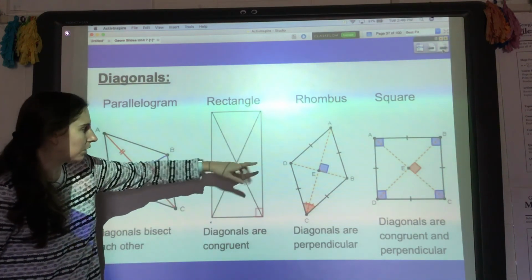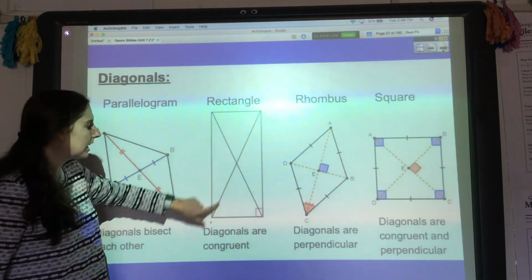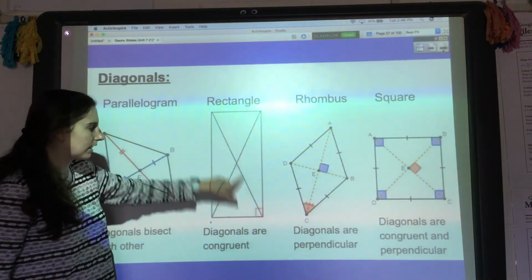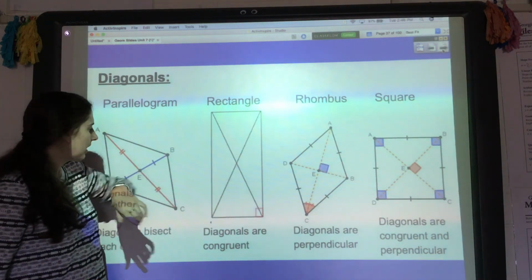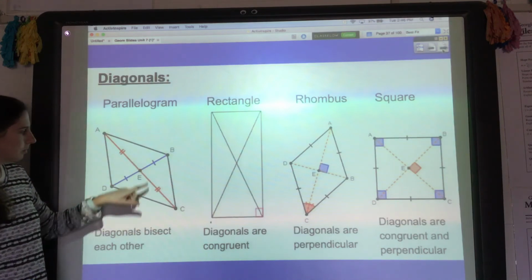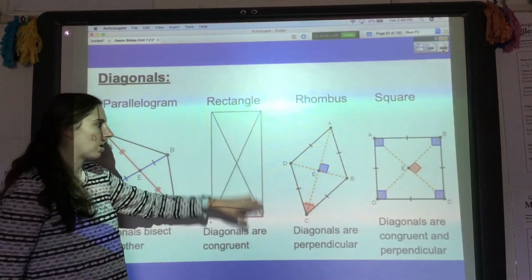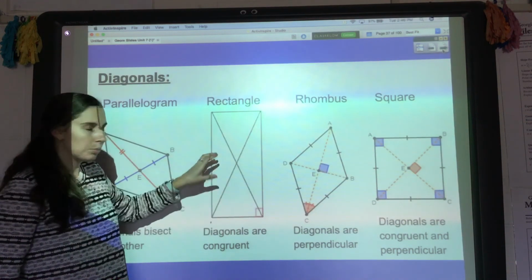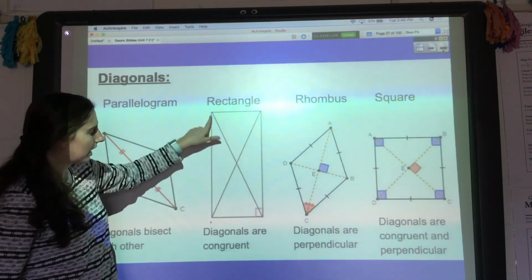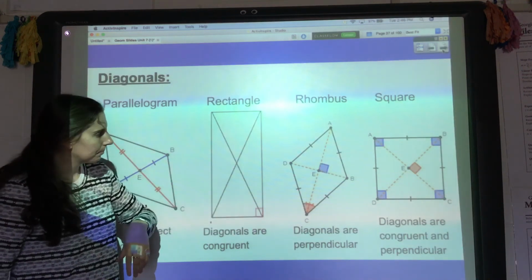With a rectangle, the diagonals are perfectly congruent. Like these lengths are exactly the same. That's not the case with any parallelogram. See how this blue one's way shorter than the red one? But with a rectangle, they are congruent. You would prove that by just finding this length and find this length and show they're the same.